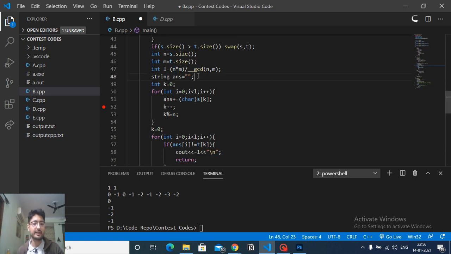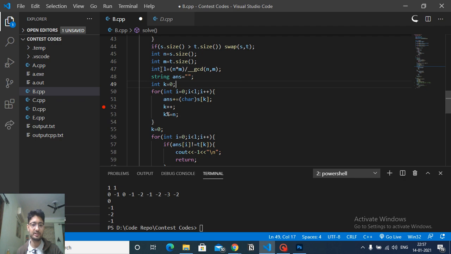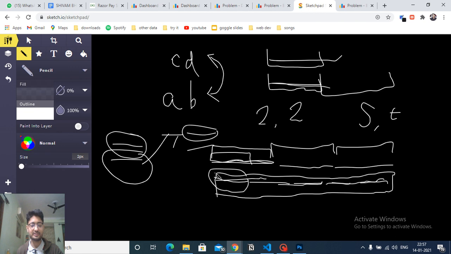Now, take an empty string which will store the final LCM string, take k equal to 0, and then iterate over this LCM string, because I have to fill the LCM string as a whole using the smaller string. The smallest string is this S. So take the kth point. As you can see, the largest string is the LCM string, and we know its length. For the first part, we can store the smallest string. So let's say the smallest string is this.